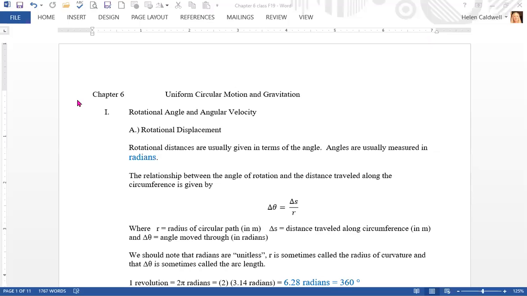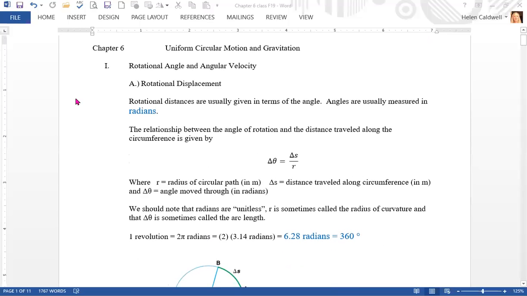Good morning. This is chapter 6. We're talking about uniform circular motion and gravitation. This has a lot of applications in the world around us, and we'll hit the high points. So when we talk about this, what we're going to do is look at our linear equations and our linear concepts and convert them to a rotational point of view.